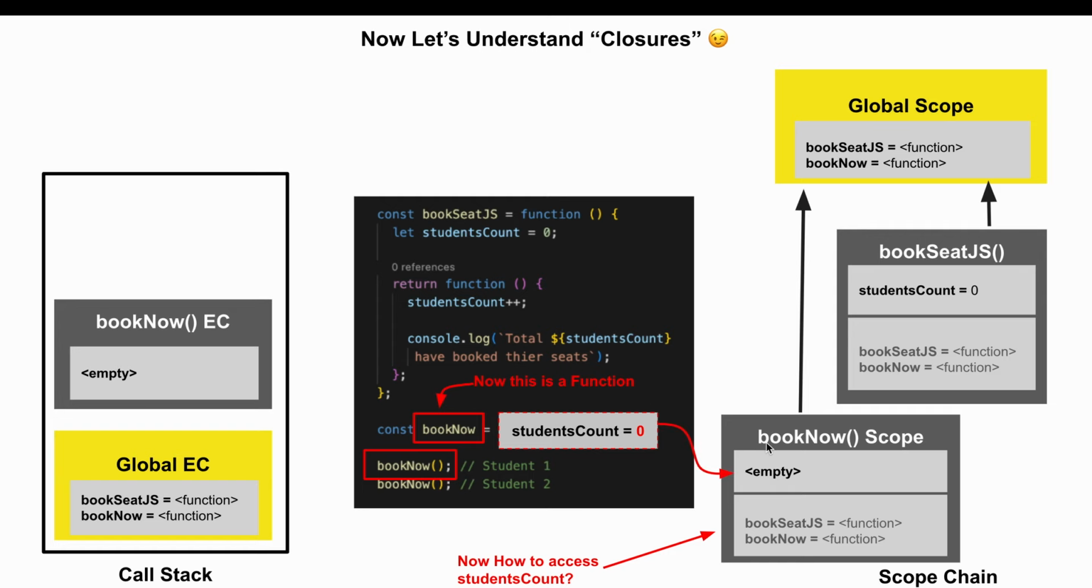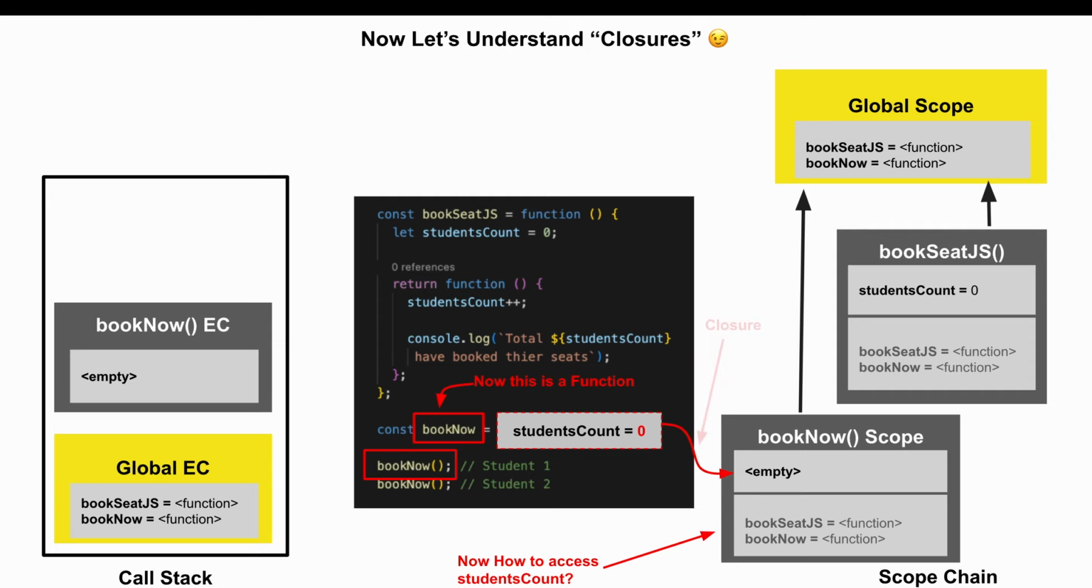So as you can see right now, the bookNow scope is empty. It will get updated with the student count which we get from its parent scope. And why does it work like this? It works this way because of something we already know, closures, right?